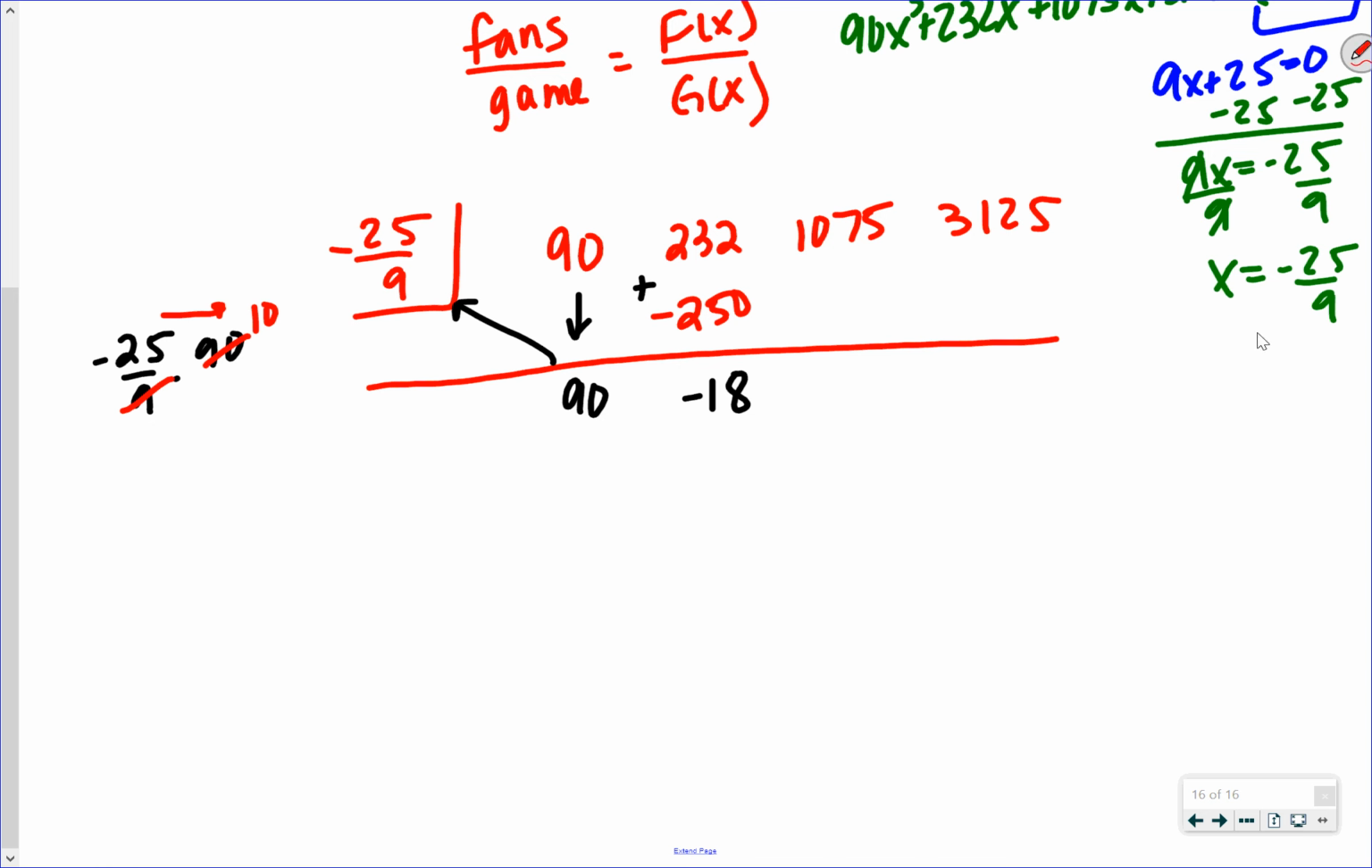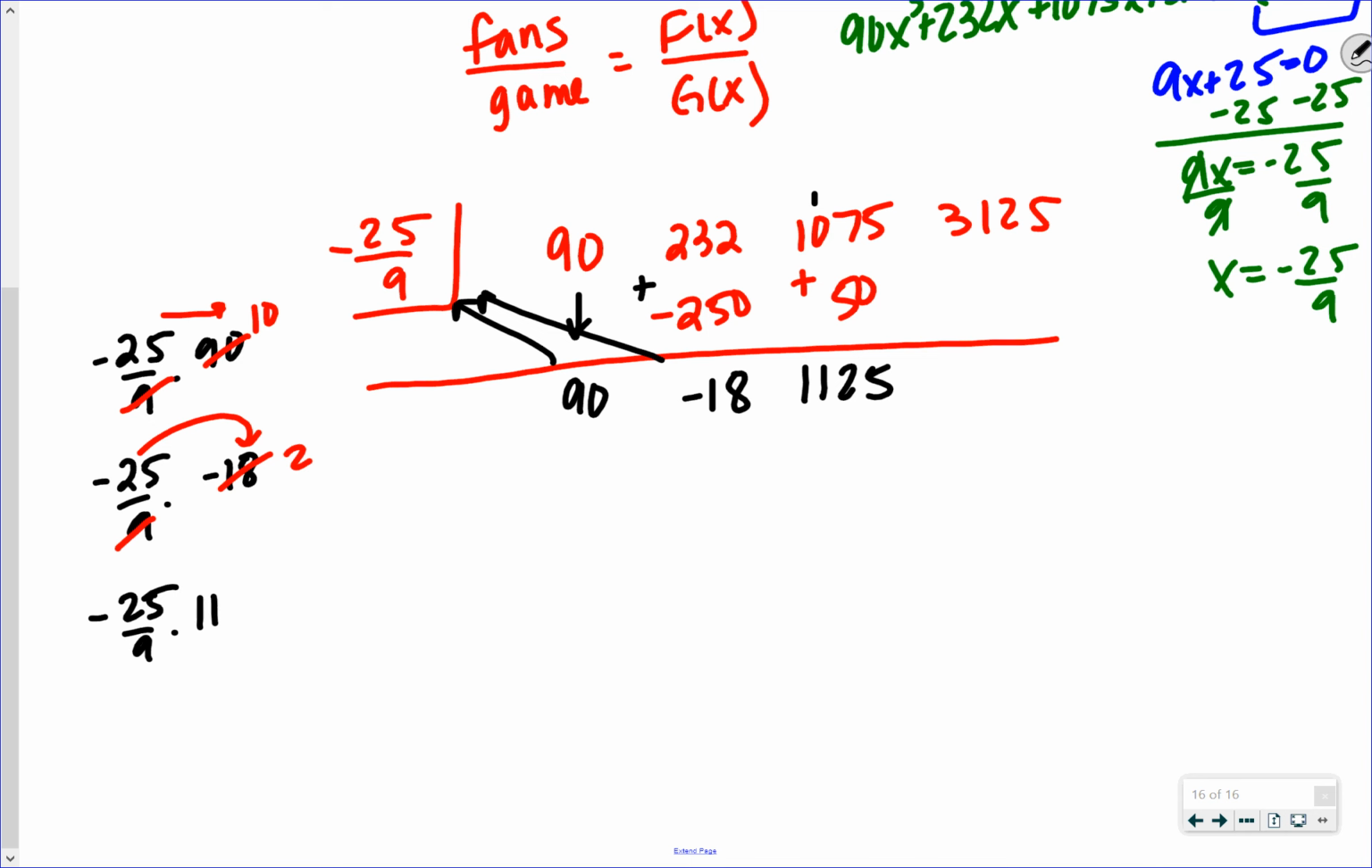Negative 25 over 9 times negative 18. 9 goes into 18 twice. Negative 25 times negative 2 is a positive 50. Add straight down. 5, 7, 8, 9, 10, 11, 12. Put down the 2, create the 1. 1 and 1. 1125. Negative 25 over 9 times 1125.